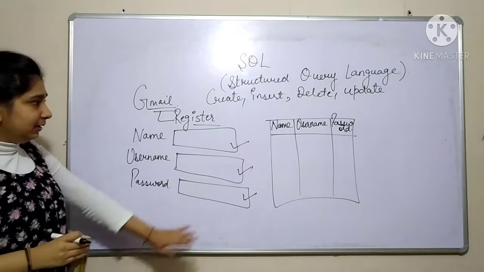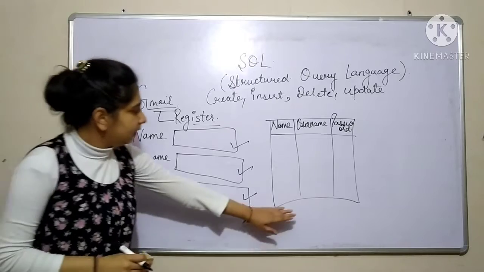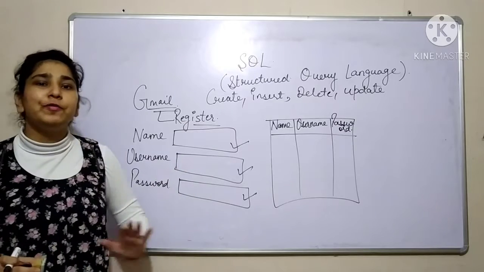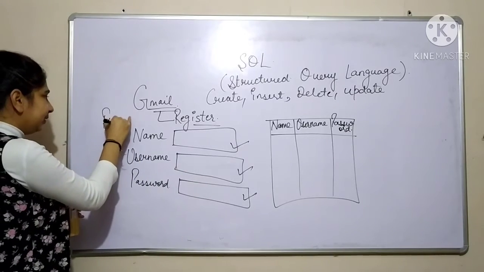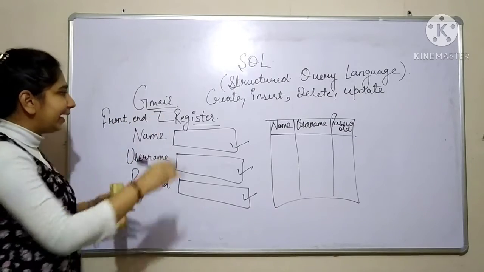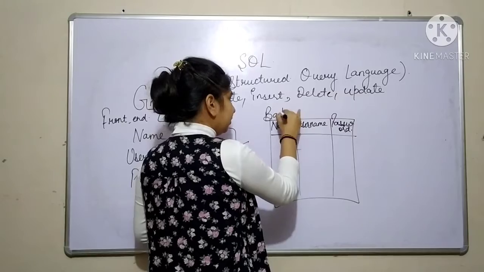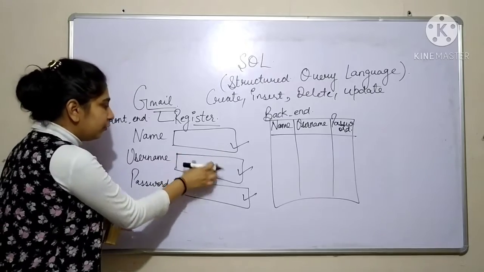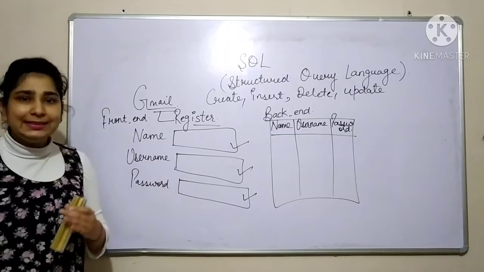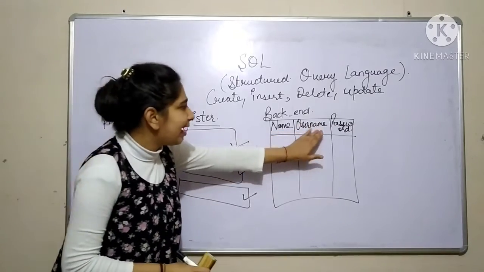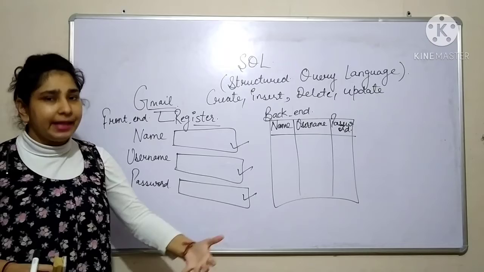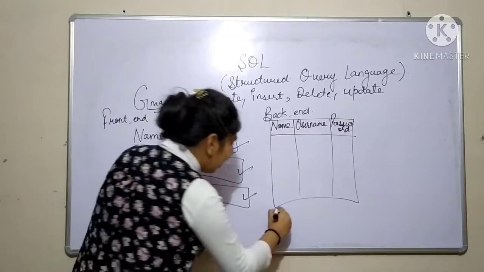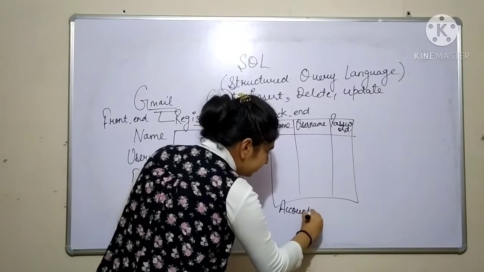So I created the table corresponding to the number of fields I have in my front end. This is my front end. This is my back end. By looking at the number of fields in the front end, I create the same number of attributes in my back end table. The name of this table, let's suppose, is accounts detail.